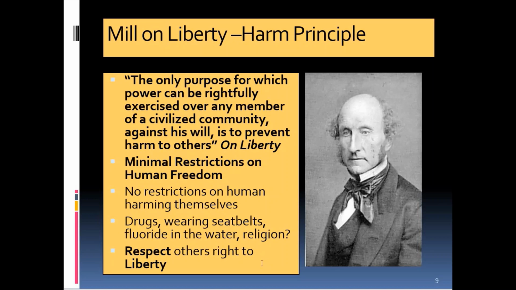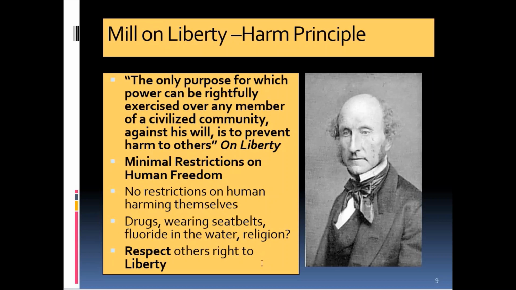Now, On Liberty. We see, I think, in this book, On Liberty, where Mill espouses his theory of freedom effectively, and the best way to understand that is with the harm principle. Now, in On Liberty, he says, the only purpose for which power can be rightly exercised over any member of a civilized community against his will is to prevent harm to others.